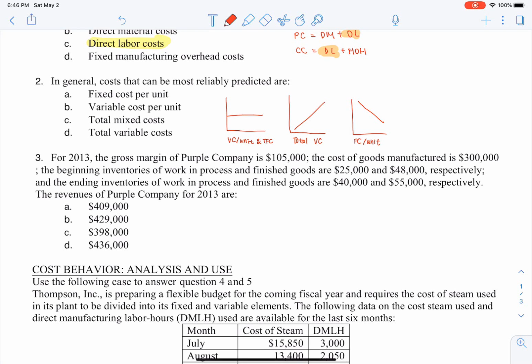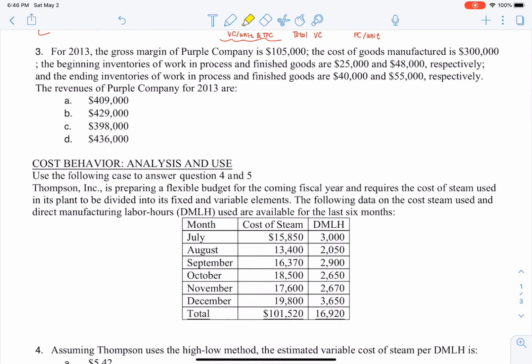So the most reliable to predict must be the constant one, because all the values are going to be the same, so it's much easier to predict. So the answer is going to be variable cost per unit and total fixed cost. But based on the answer choices we had here, we did not see the total fixed cost, we only see the fixed cost per unit. So the answer is just going to be variable cost per unit. Move on to number 3.